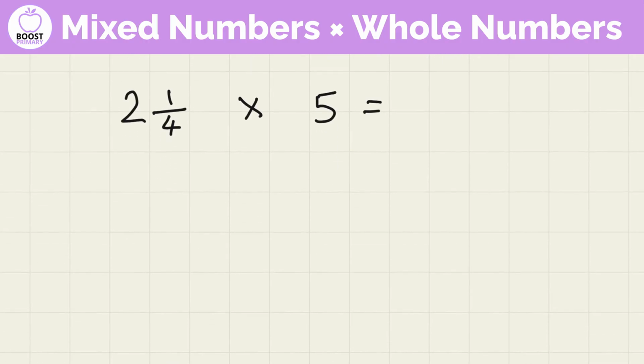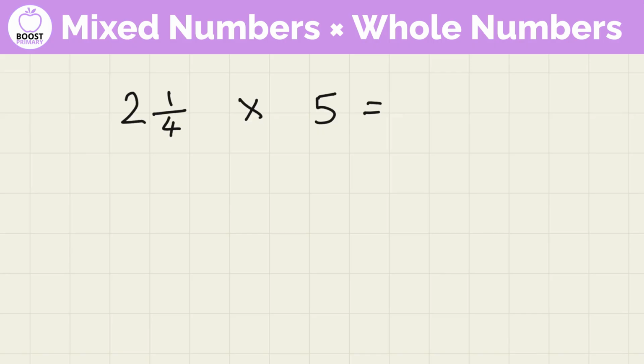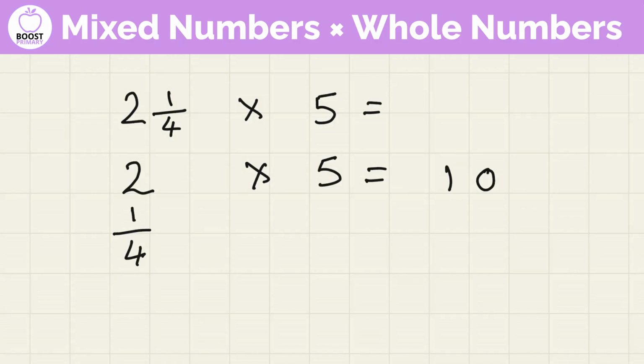Let's look at a second question using that same method. 2 1/4 times by 5. So I'm going to partition my mixed number fraction. The first thing I do is 2 multiplied by 5, which gives me 10. Next, I'm going to multiply 1/4 by 5, which gives me 5/4.